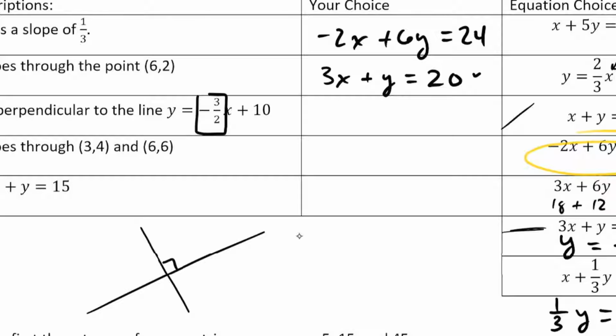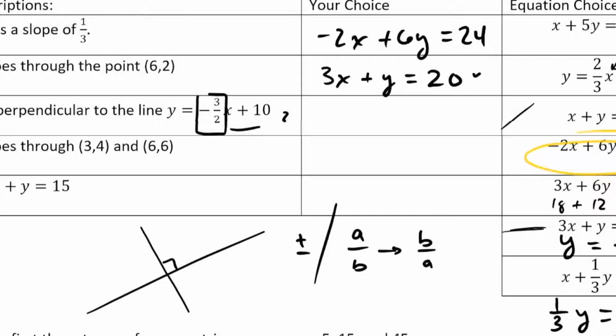So we have to change the plus-minus sign. If it's negative, it becomes positive. If it's positive, it becomes negative. And reciprocal means that I have to take it and flip it. So if it's A over B, it becomes B over A. Perpendicular lines have that property, right? Their slopes are going to be opposite signs and reciprocal. So what I'm looking for is a slope of 2/3. I need a slope of 2/3.